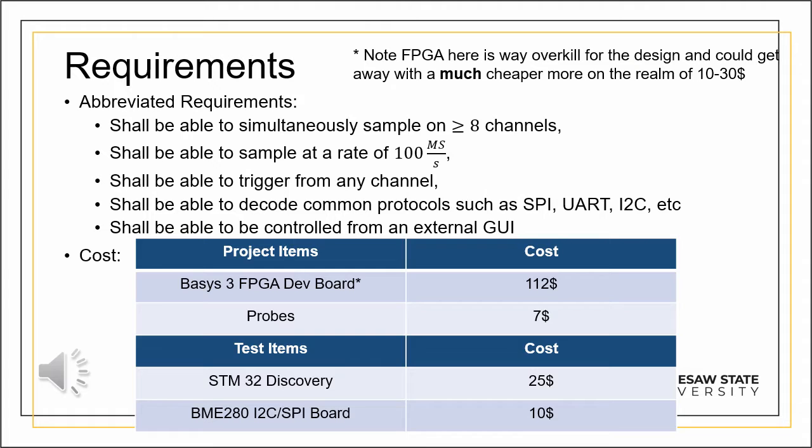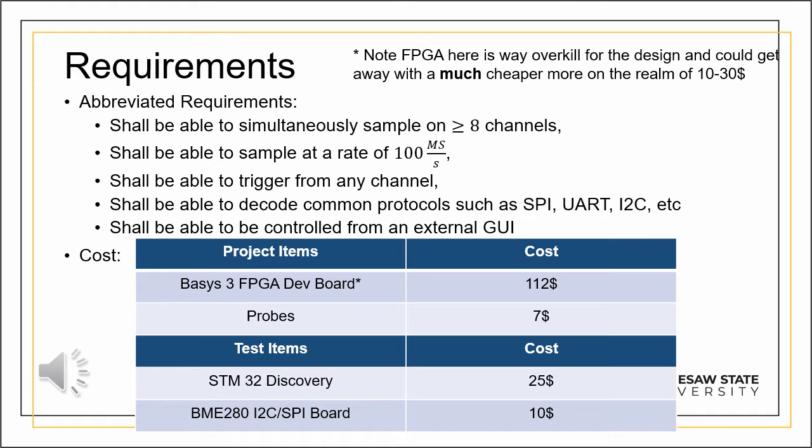The abbreviated requirements are: shall be able to simultaneously sample on at least 8 channels, shall be able to sample at a rate of at least 100 megasamples per second, shall be able to trigger from any of the channels, shall be able to decode common protocols, and shall be able to be controlled from an external GUI.